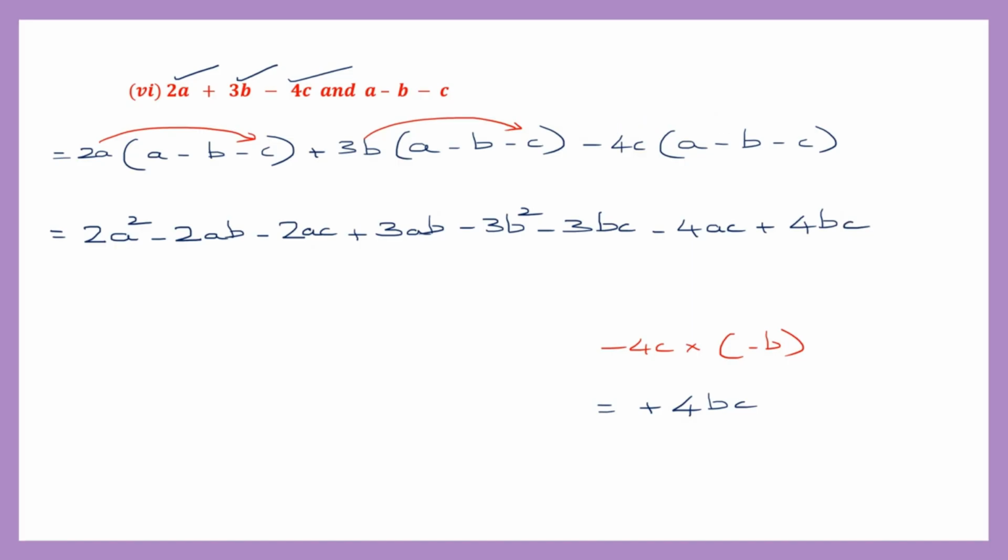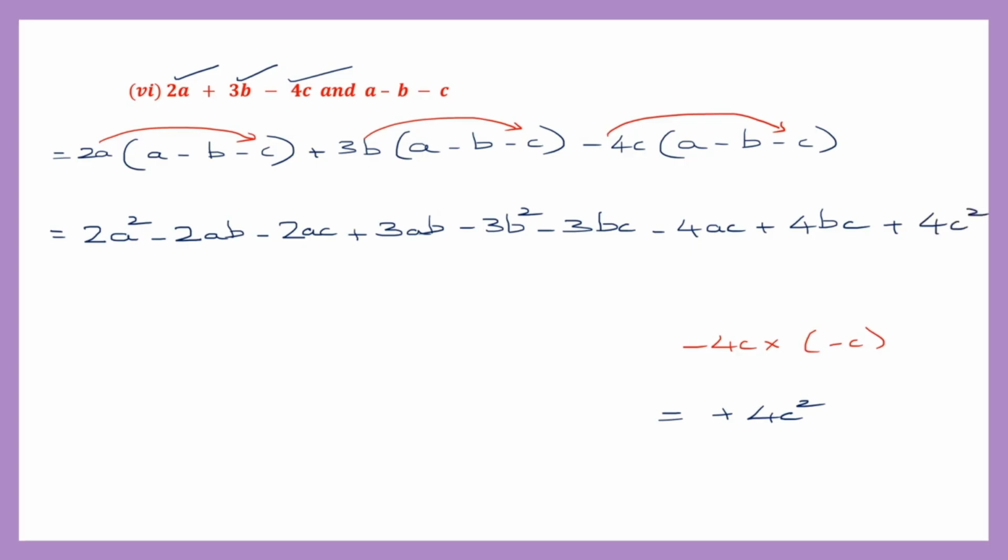4bc. Next we have minus 4c into minus c. So minus into minus is plus. 4c into c is c square. So plus 4c square. So let's begin to write our answer. Now a square, do we have an a square anywhere else? We don't have, so we can write it as it is. We have 2a square. Then we have ab. Do we have an ab? Yes, here we have an ab.